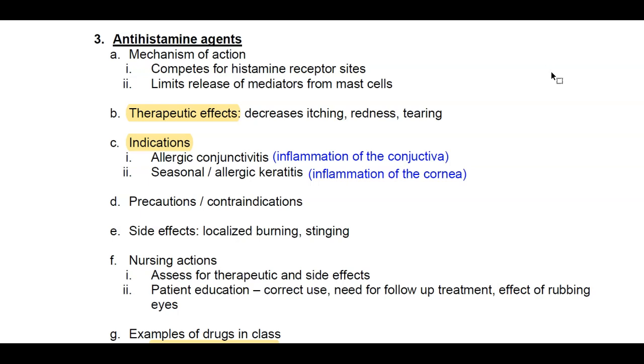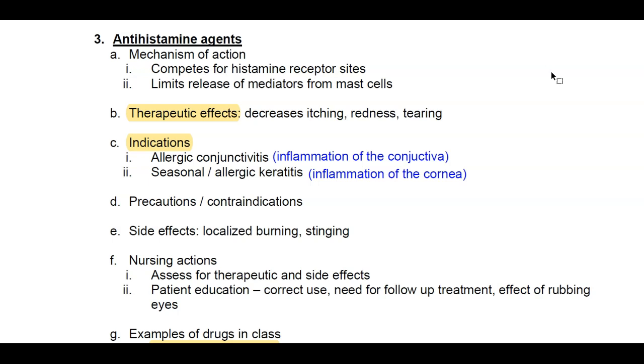Indications, usually these are given for allergic conjunctivitis. So this is an inflammation of the conjunctiva secondary to allergies. And you also have your seasonal or allergic keratitis. Keratitis is the inflammation of the cornea. Precautions and contraindications, these are dependent on the agent. Side effects, main thing is localized burning and stinging.